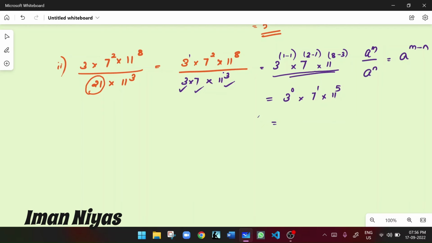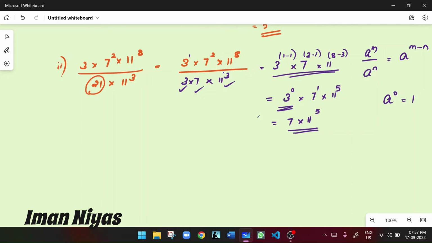So how can we write this again? What is a raised to 0? That is 1, right? So this part will become 1. So we will get 7 multiplied with 11 raised to 5. So this is the simplified form in exponential way.